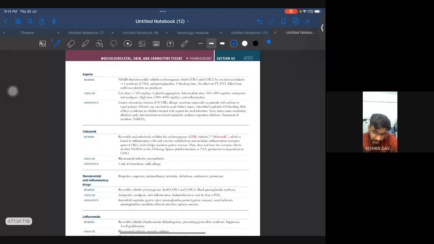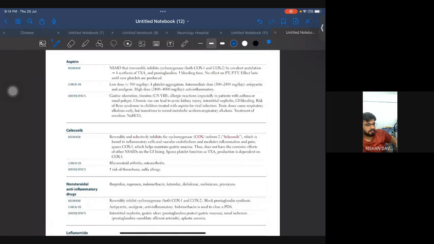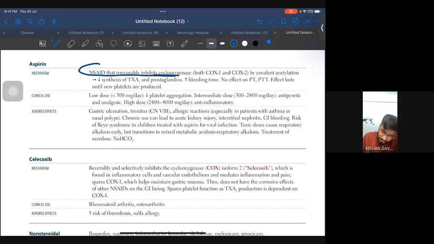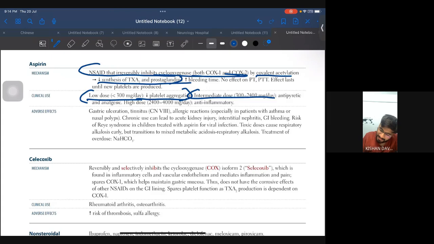All right. Moving ahead, aspirin, one of the most important and most common drugs that we take. An NSAID that irreversibly inhibits cyclooxygenase, both COX-1 and COX-2, by covalent acetylation, decreasing synthesis of thromboxane. Everything is important over here. Low dose decreases platelet aggregation. Intermediate dose acts as an antipyretic and analgesic. High dose is anti-inflammatory. So it is three of them: antipyretic, analgesic, anti-inflammatory.